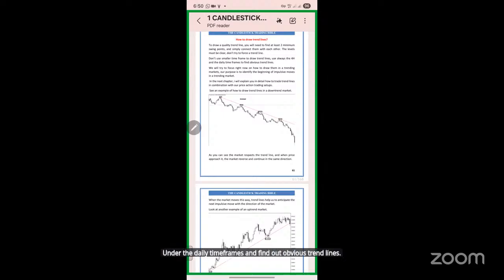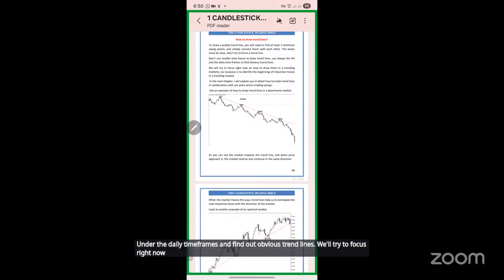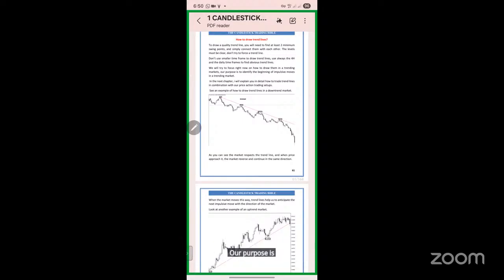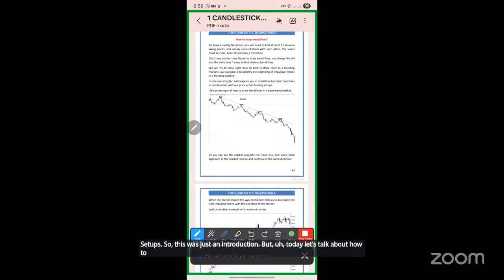We will focus right now on how to draw them in trending markets. Our purpose is to identify the beginning of impulsive moves in a trending market. In the next chapter, I will explain in detail how to trade trend lines and combine them with our price action trading setups. So this was just an introduction, but today let's talk about how to draw the trend line.